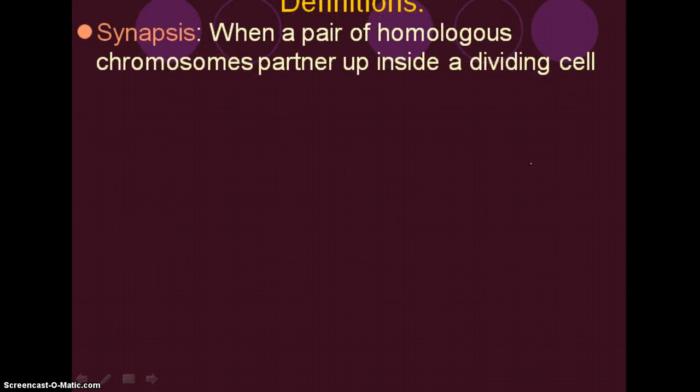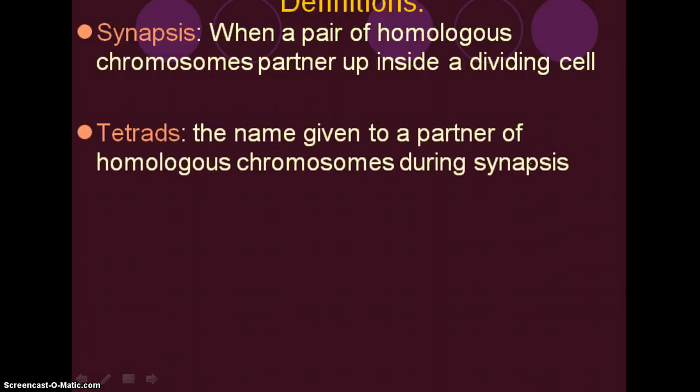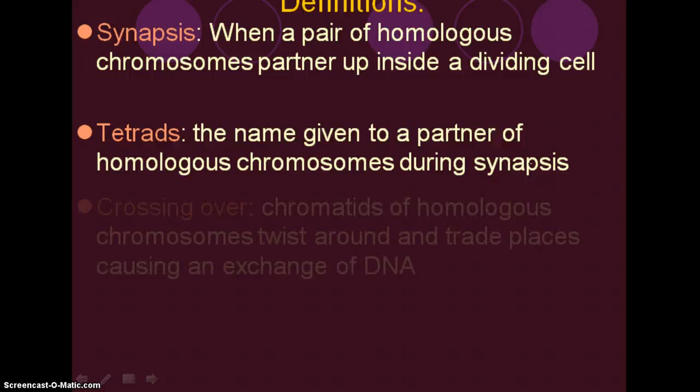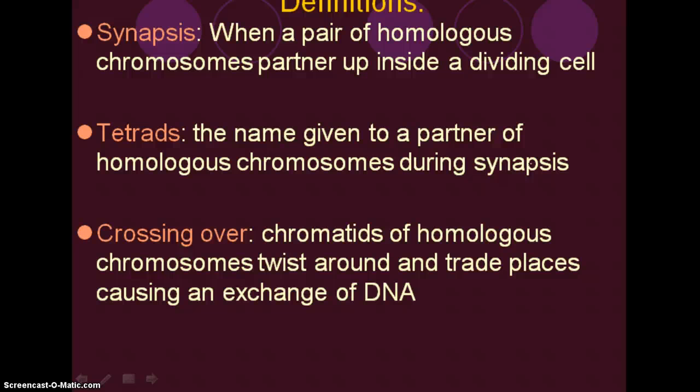So to fill in your notes packet, here's some definitions. A synapsis is when a pair of homologous chromosomes partner up inside a dividing cell. So they're homologous, meaning you have equal pairs, chromosome 1 next to chromosome 1, chromosome 2 next to chromosome 2. And tetrads is what we call that, when the homologous chromosomes line up next to each other, because it looks like a group of 4. And crossing over is when we see that leg of the chromosome, they kind of twist around each other and then trade places. And so it exchanges that DNA.